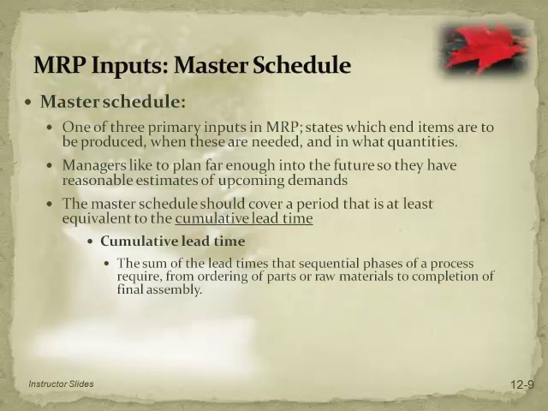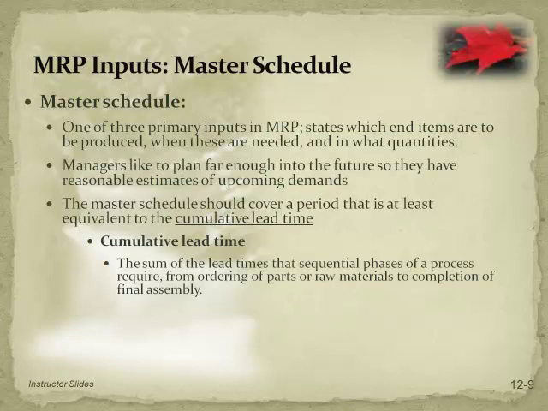Now, it's important when we do master scheduling that the length of time into the future in which we do the master scheduling needs to be at least equal to what we refer to as the cumulative product lead time. So this cumulative product lead time, the definition in your textbook, I know it's a little bit confusing, so let me give you what I hope will be a simpler definition of what cumulative product lead time is.